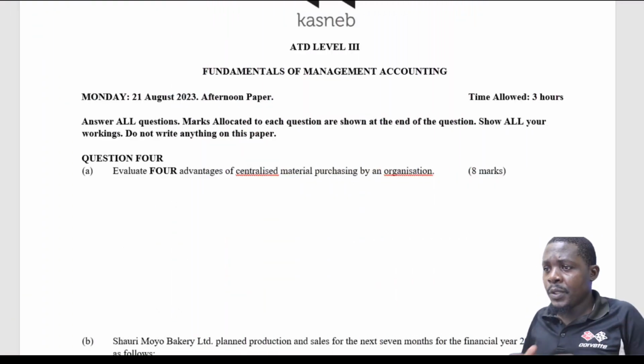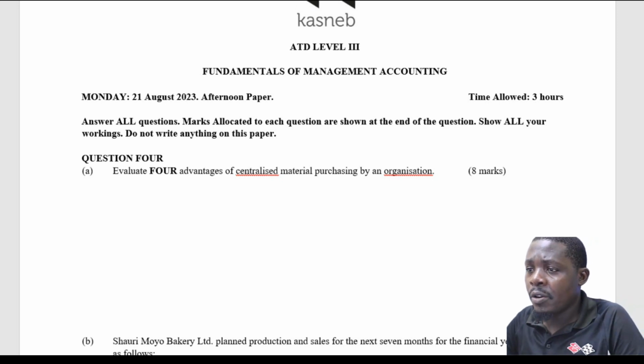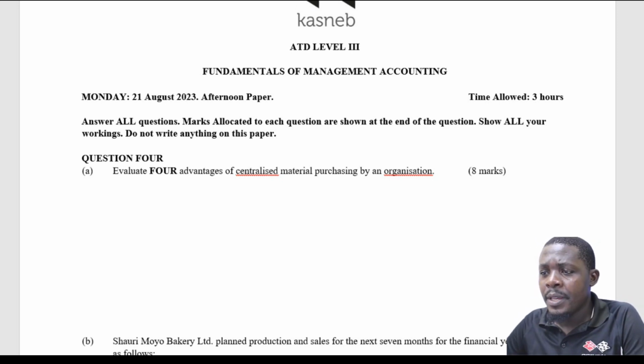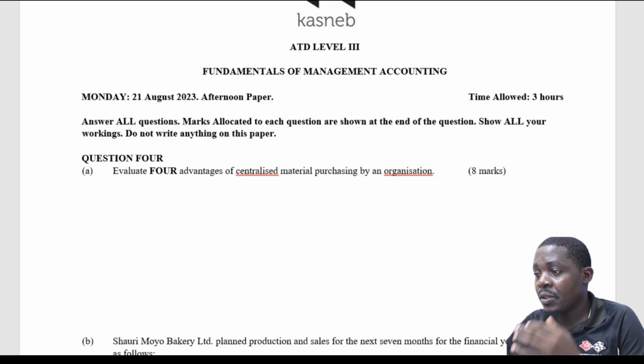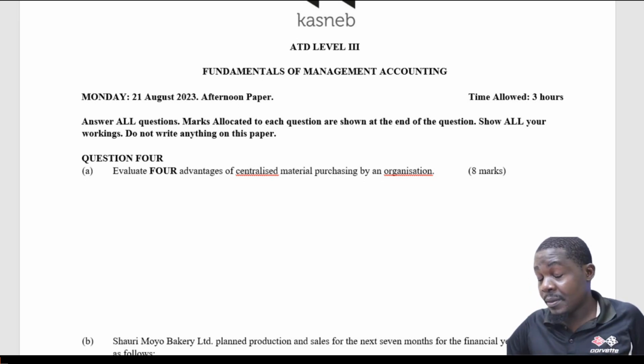Question number 3 of Fundamental Management Accounting, August 2023. The question reads, question 4. Evaluate four advantages of centralized material purchase by an organization.